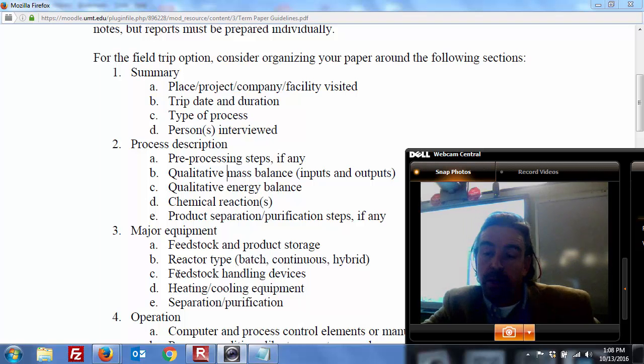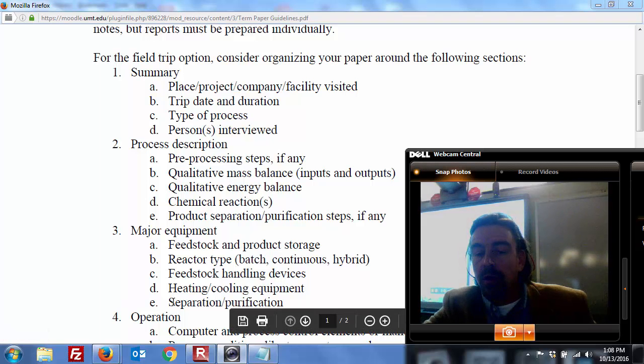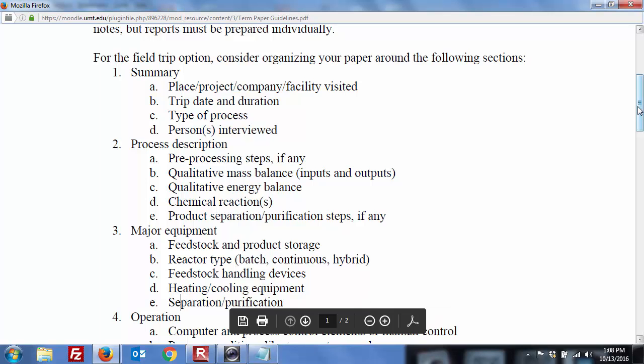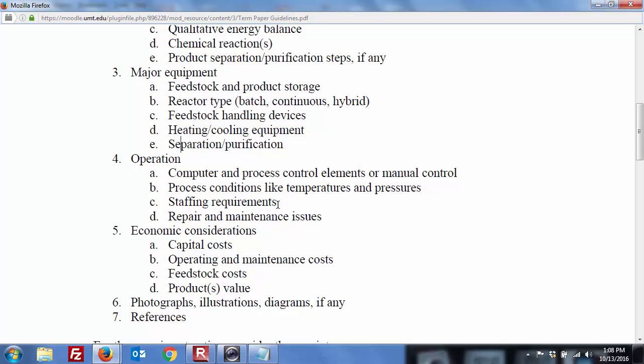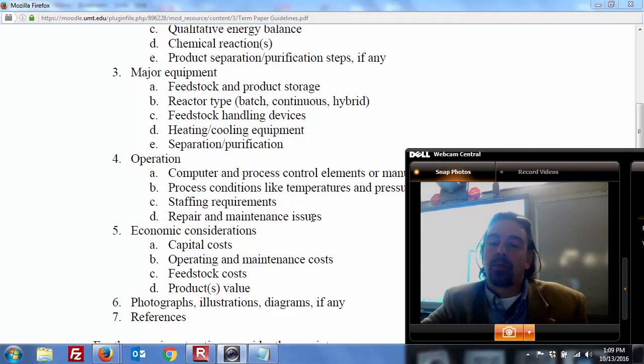Heating and cooling, maybe what you're going after is being used for heating or cooling instead of transportation, and then also separation or purification. So what's going on to separate the gases? What's the operation? How is this being controlled? Process conditions, temperatures and pressures, so be quantitative there. Who is there to take care of it? And what kind of repair and maintenance issues are going on? That's true of any technology, so there you go.